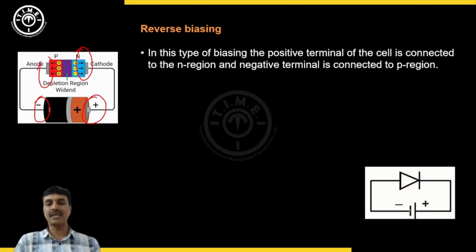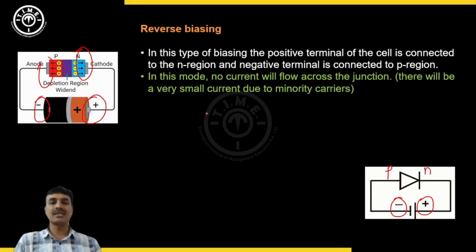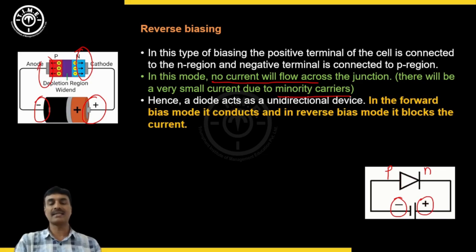The circuit symbol in reverse bias mode looks like this. See, this negative terminal of the battery is connected on P side and positive terminal of the battery is connected on N side. It is connected in reverse mode. That's what is reverse bias. So in this mode, no current will flow across the junction. Okay, for ideal diodes. Or even if there is small current in the order of microampere range, that is due to minority charge carriers.